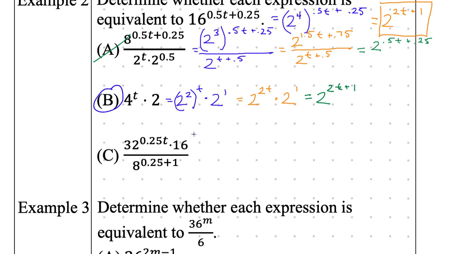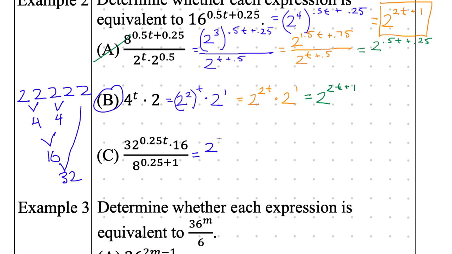So coming down here, 32, that's 2 to the power of 5, is that right? So let's think about this. 2, 2, 2, 2, 2, 5 times. 2 times 2 is 4, 2 times 2 is 4, 4 times 4 is 16, and 16 times 2 is 32. Yeah, so this is 2 to the power of 5 here. So I'm going to rewrite this as 2 to the power of 5, and that's still all to the power of 0.25t. And that's going to be times, and then 16 can be written as 2 to the power of 4.